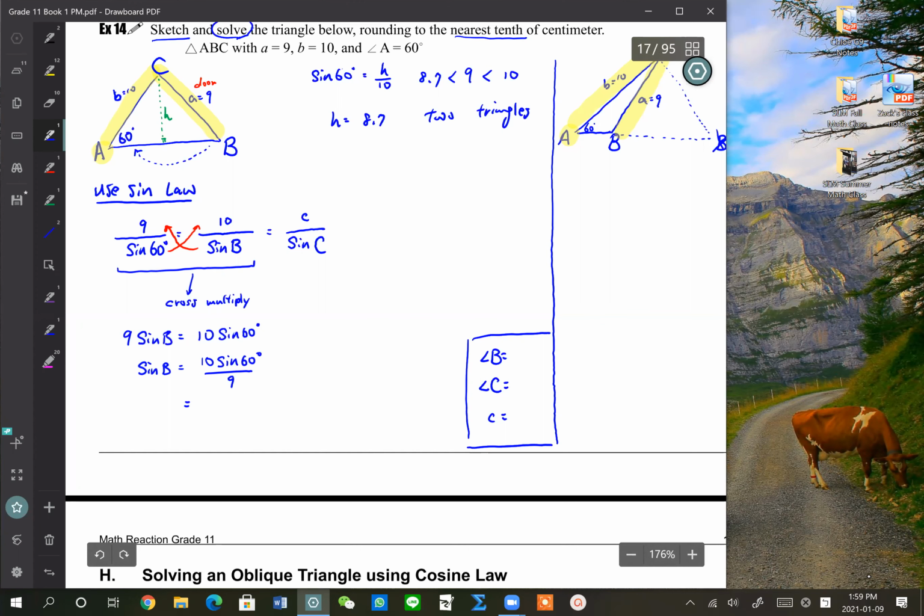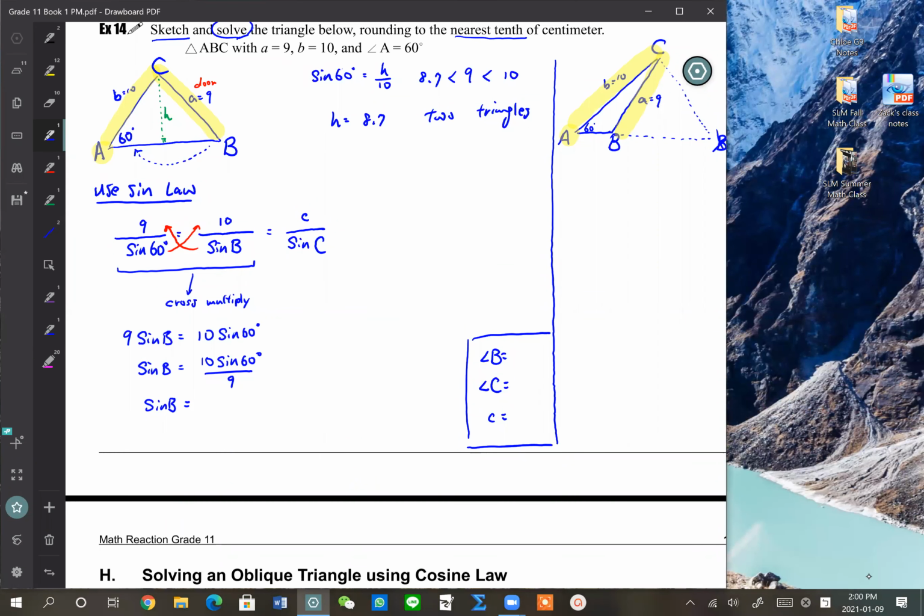Once you get the number for sine B, please raise your hand. Type it into your calculator. Okay, just type it into calculator. Shouldn't take that long.